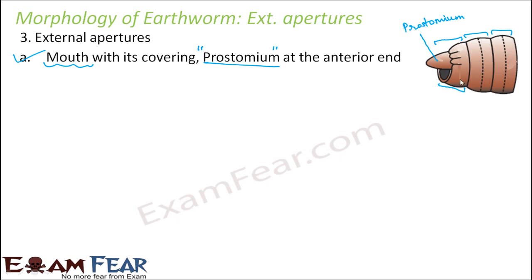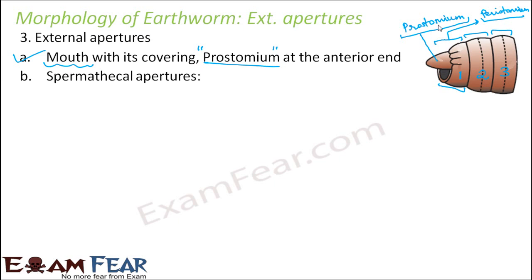So this first segment of the earthworm, this is the first segment, this is the second segment, this is the third segment, right? So this first segment is known as peristomium. Now many people get confused between prostomium and peristomium. So peristomium is the entire first segment, and prostomium is located in the first segment, but it is just the lid-like covering of the mouth. Right? Please remember the difference between the two.